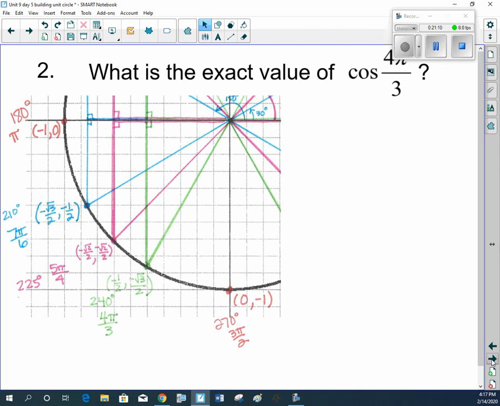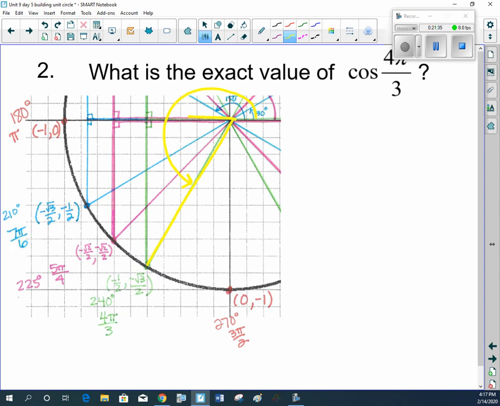Okay, this time we're supposed to do the cosine of 4 pi over 3. So once again, we want to rotate all the way over to 4 pi over 3. 4 pi over 3 is going to be in the third quadrant. So we're going to start here on the positive x-axis and rotate all the way around to right here. That's 4 pi over 3 radians, or the same thing as 240 degrees.